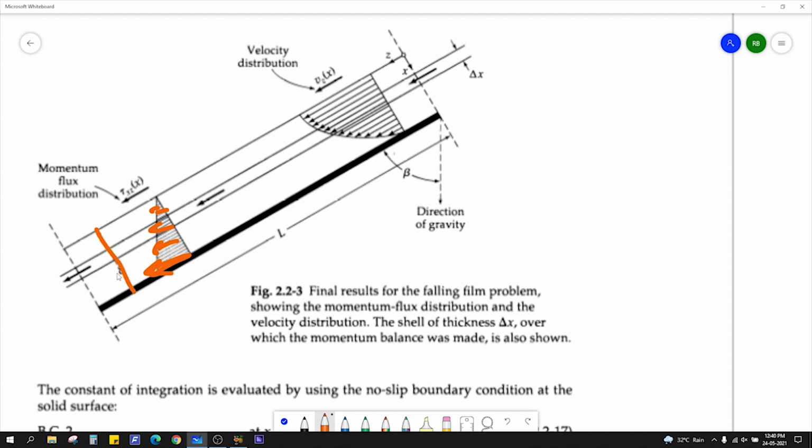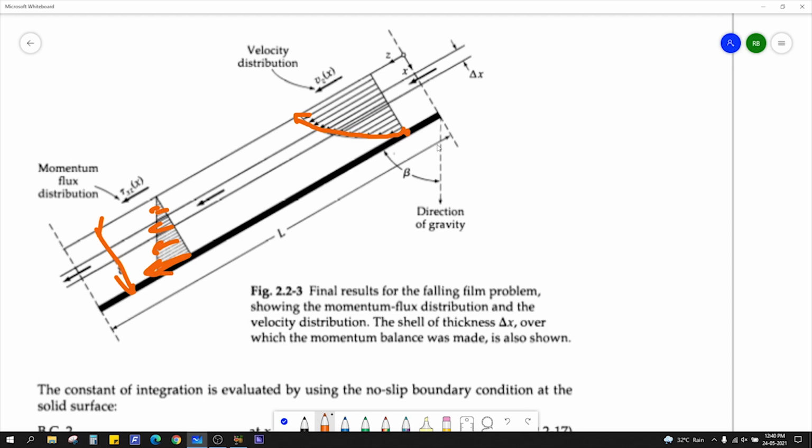So this is the thickness delta. And velocity is 0 at the wall, right? And it will increase as a parabola function. So this is the velocity profile. So in the exam you have to plot it like this.